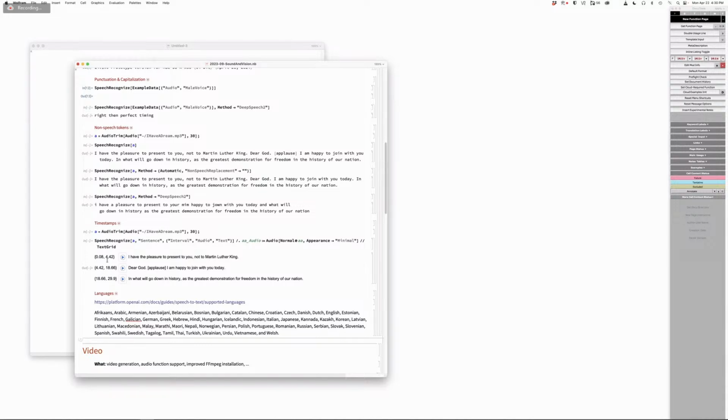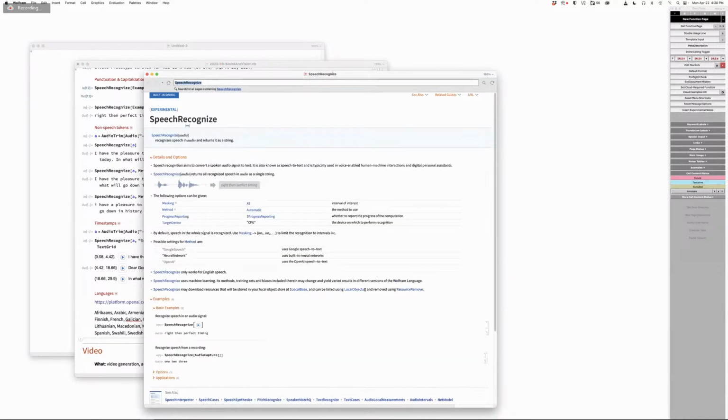Again, the model outputs timestamps. No, I understand, but what's the data structure that we're using to represent this? Oh, it depends on the third argument of SpeechRecognize. I don't see a third argument documented. Where is that? It's in the source.